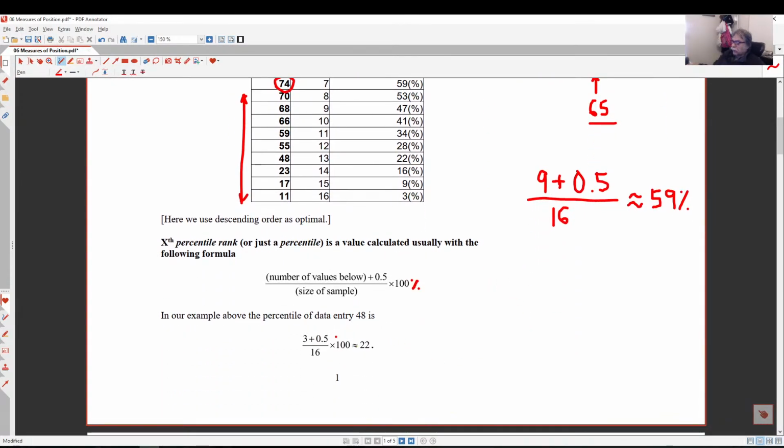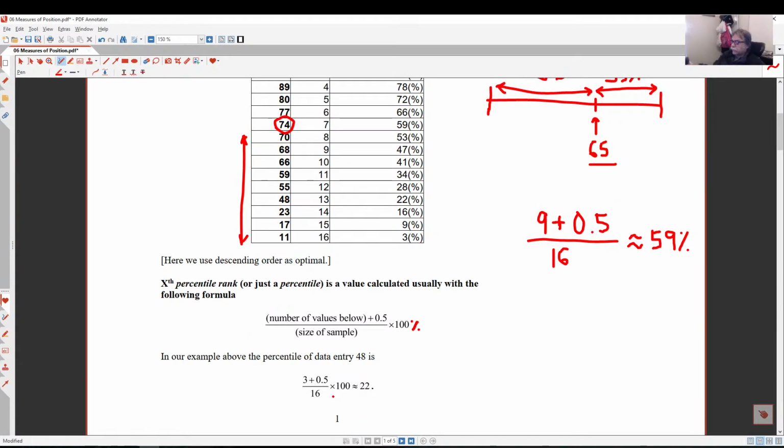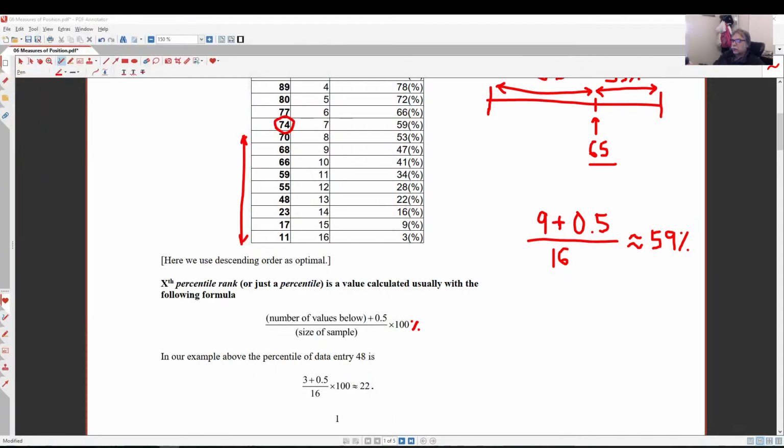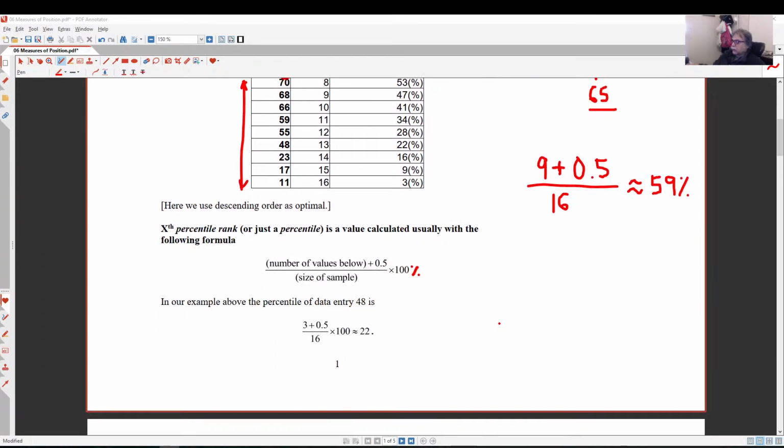Okay, so I have another one, calculated: data entry 49, 3 below, plus 0.5, divided with 16, and then multiplied with 100 to get a percentage. And the result of that calculation is 22. You can check that with a calculator. So 3.5 divided with 16, and we have to round that to 22%. 0.21875, 0.22, or 22%. So that's how we get percentile.